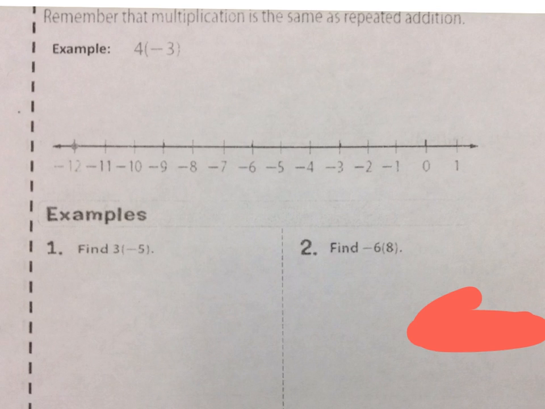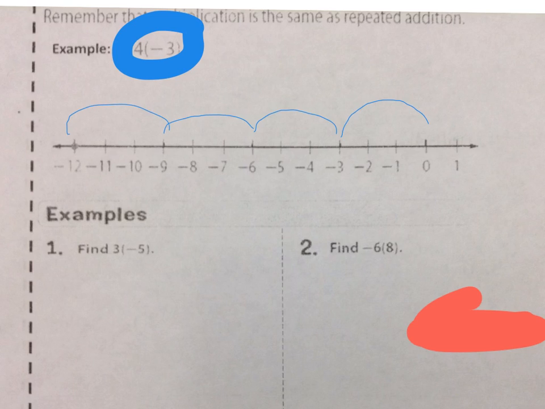Just a little something to remember is that multiplication is the same as repeated addition. So when we have 4 times negative 3, what that means is negative 3, 4 times. So we are taking negative 3, adding it again to itself, adding it again to itself, adding it again to itself. So we have negative 3 plus negative 3 plus negative 3 plus negative 3, which gives us negative 12, which is the same as 4 times negative 3.